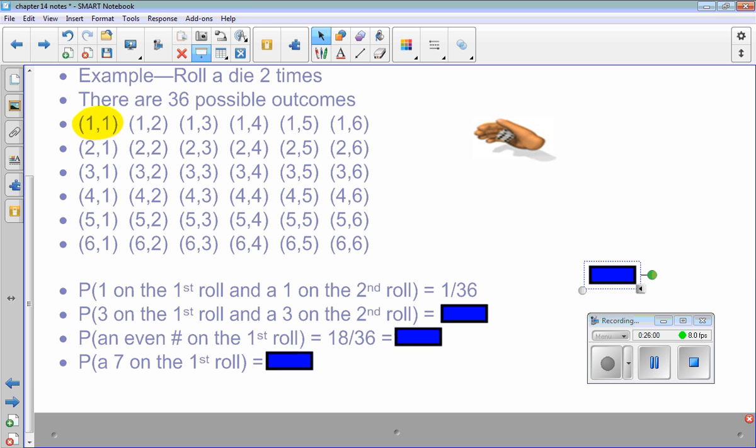How about the probability of a 3 on the first roll and a 3 on the second roll? Is there only one of those too? All right, I believe that's true. Let me erase this. An even number on the first.